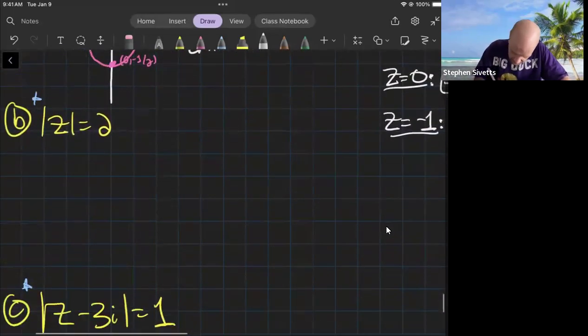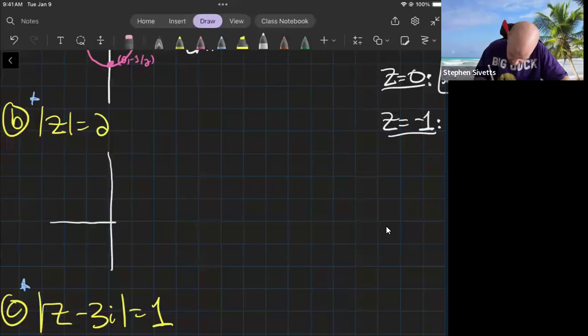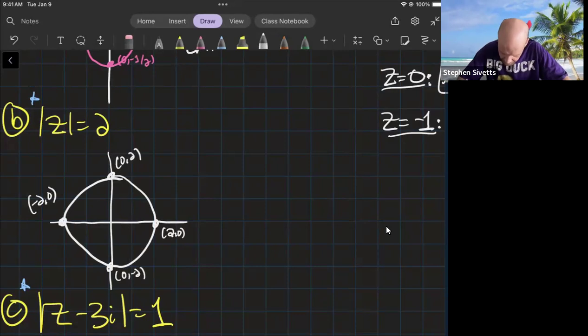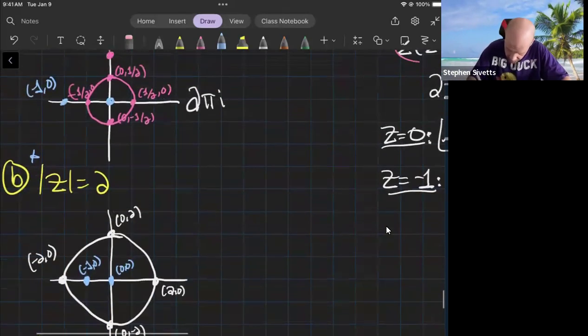Okay, so part B, this time our circle would be the circle of radius 2. So this is a circle of radius 2, with points 2, 0, 0, minus 2, and minus 2, 0. So what that means is this will include both values that are not analytic. It includes z equals 0 and z equals -1.